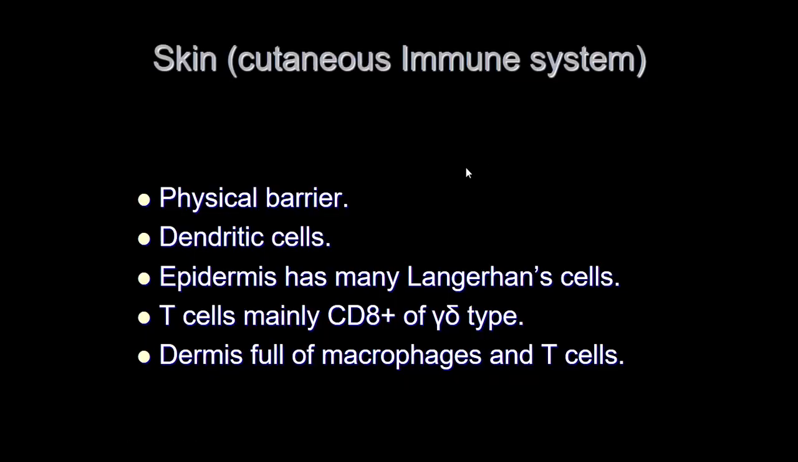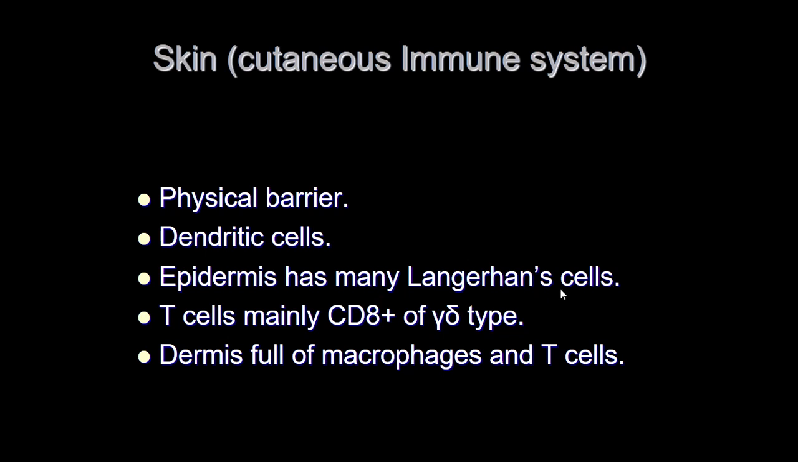So we're still talking about the mucosa-associated lymphoid tissue and how it can provide protection or defense against infections in general. The skin, we usually call a physical barrier against infection. The cells present within the skin, we call them dendritic cells, and those are like macrophages that can present antigens to lymphoid cells in general. The epidermis and the dermis are the two layers of the skin.